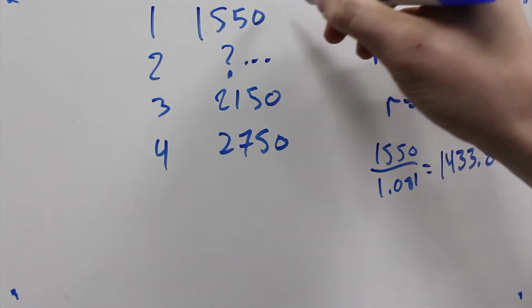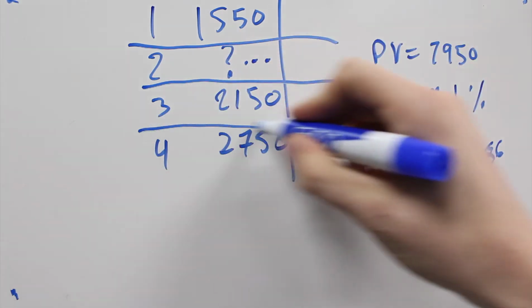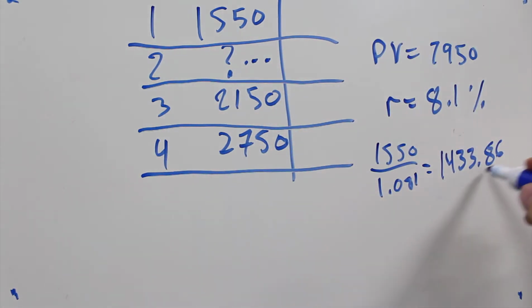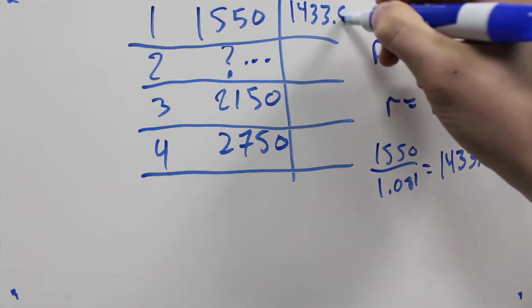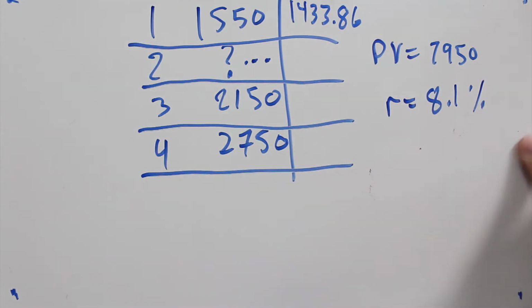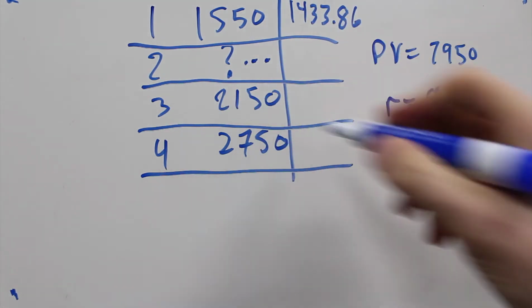So I'm going to put it over here. I'm going to do like this. There we go. So we're trying to figure out the cash flows here, and we'll add them up. So 1433.86 goes here. 1433.86. And then we'll do the next one. So I'm going to erase these. And all of these will be discounted back. We don't know what this one is, so we'll leave it blank for right now. And we'll do the next one, 2150.